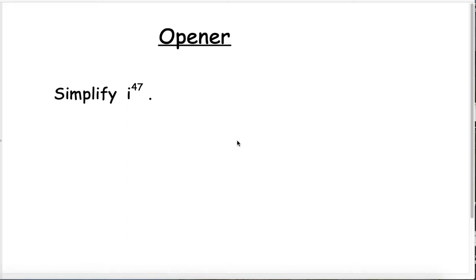Today we're going to look at complex numbers, which you should be somewhat familiar with. You should have seen them before, and i represents the square root of -1. So for the opener, I'd like you to simplify i to the 47th power. You should hit pause, work out what you think the answer is, and then go ahead and see how you did.